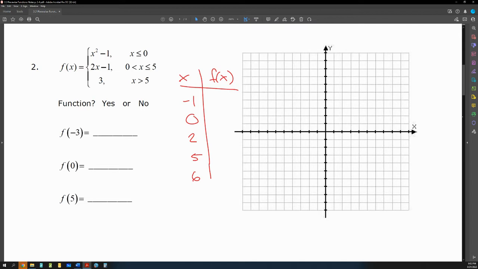All right, so let's go ahead and evaluate. For x equals -1, we're going to plug it into this top expression. The quantity -1 squared minus 1 is equal to 0.